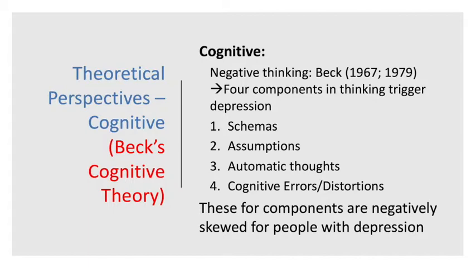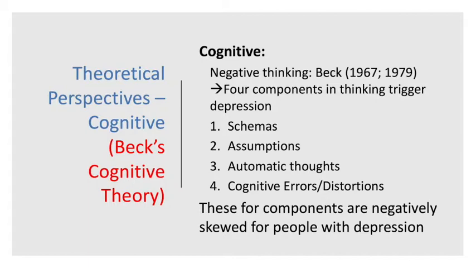And then you have negative automatic thoughts, which are more surface-level thoughts. And then the thing that maintains all three levels is what we call cognitive errors or cognitive distortions, which are distorted biases or distorted ways of looking at the world that exacerbate or maintain the other levels involved. So the schemas and the assumptions and the automatic thoughts. And I'll give you an example of what that might look like.